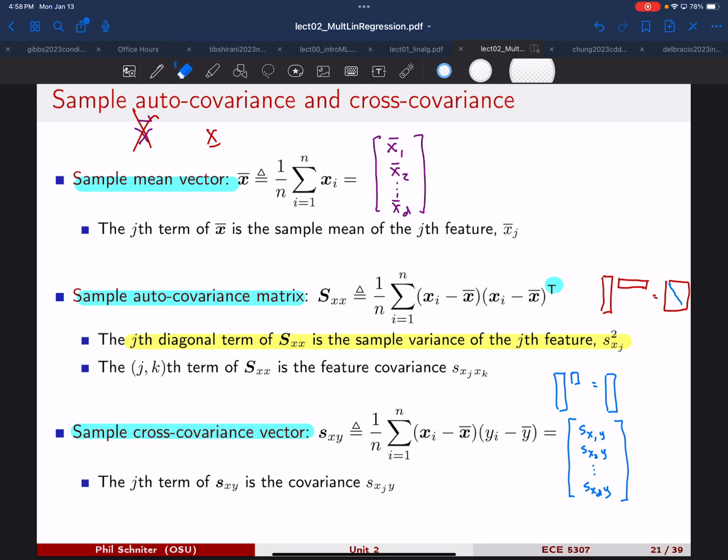Yes? Why wouldn't we want to capitalize the cross covariance vector? It is a boldface S. Oh, why don't we capitalize it? Right, because it's a vector, not a matrix. Usually I reserve the capital for matrices. Thank you. Okay, any other questions? Yes. So we are doing the autocovariance to find out the relationship between the features. Yeah, this one contains the relationship between all the features, and this one contains the relationship between the features and the target. Both of them are important for what we're doing.